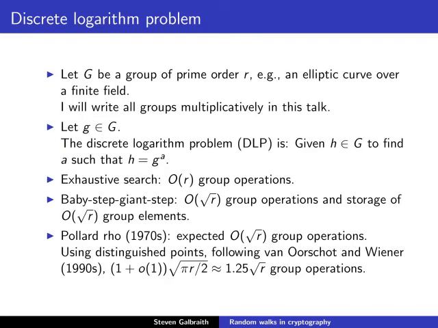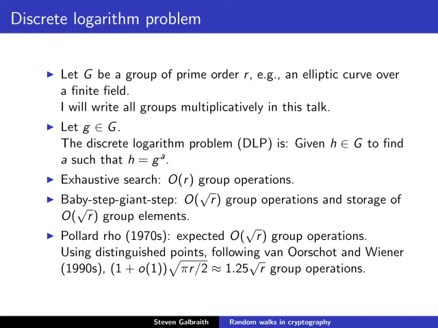Very quickly, just the notation. My group is always going to have order R. My discrete log problem is the same notation as previously. H is the power of G. We already know there are exhaustive search and baby step, giant step. And I'm assuming you already know something about Pollard Rho.